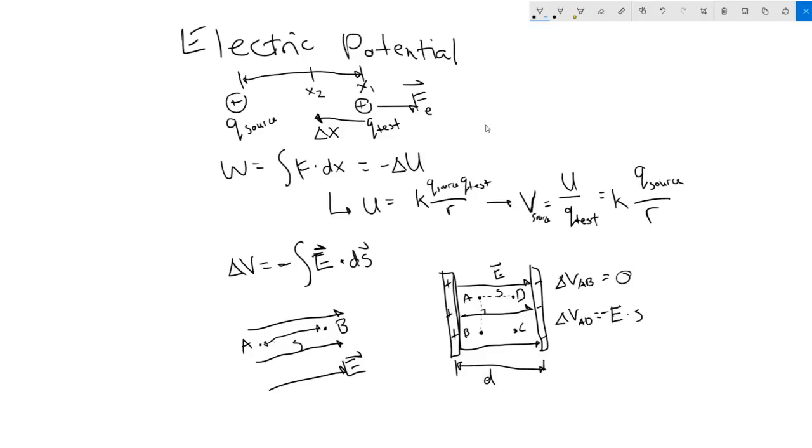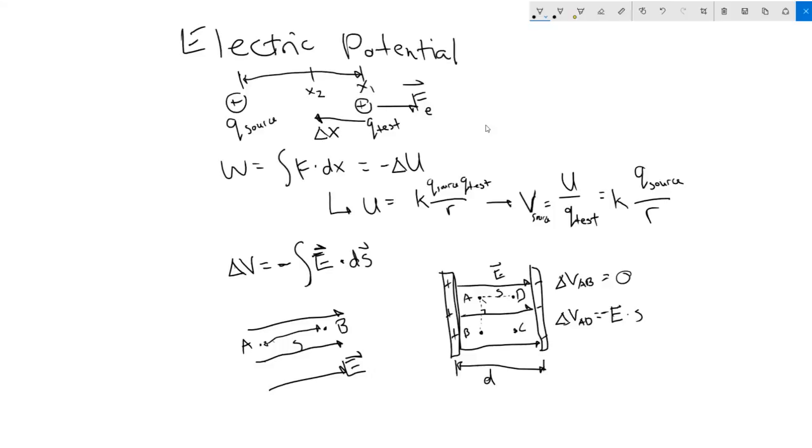They're parallel, right? So the dot product works out to just be the product. Also, because this is a uniform field, the electric field is constant, so it goes out of the integral, and then you just multiply. That's why it's just ES. And it's negative because the direction from A to D is a drop, so you lose potential.